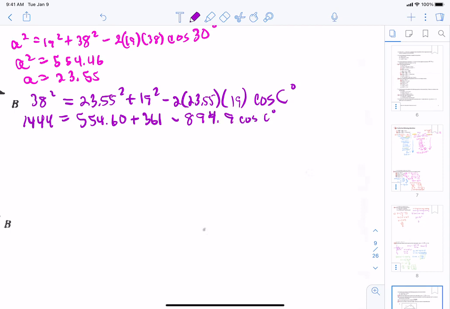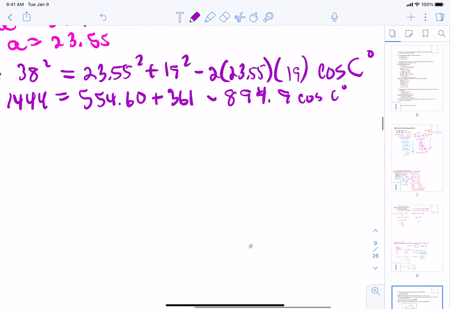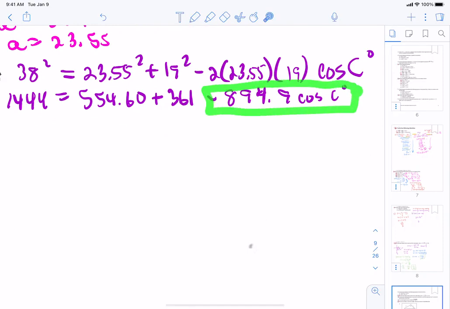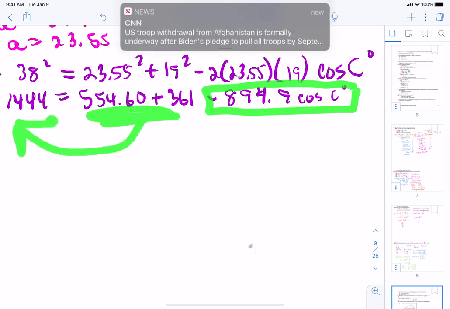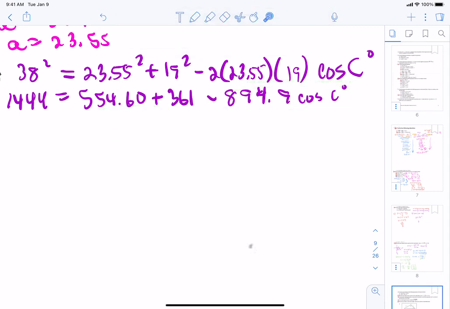Now, here's the part that people mess up. Algebraically, those things are stuck together. So we can't do a darn thing about it. These things we got to move to the other side by subtracting them off. Okay? So if you take 1444 minus 554.60 minus 361, I get 528.4 equals negative 894.9 cosine of C.